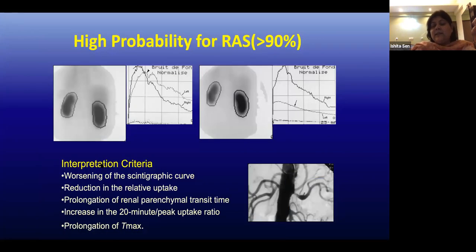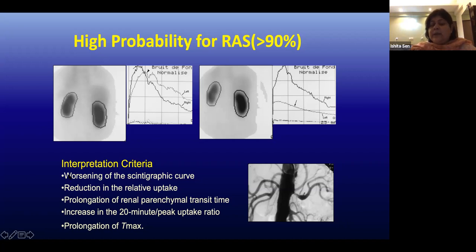So this is a patient with a high probability scan, and you can see that this patient had a unilateral bruit on the left side, and this is the baseline study and the baseline renogram curve. Post radionuclide, post ACE inhibitor, you find that the uptake has reduced as well as the renogram pattern has changed. So it has become a very flat renogram curve.